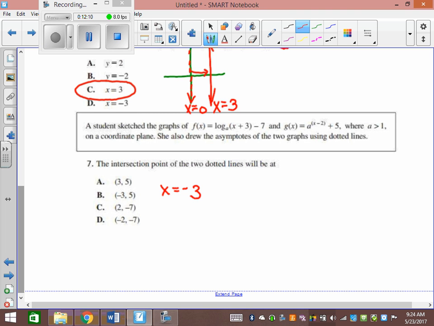This one has a horizontal asymptote at y equals 0 unless it's moved vertically. I moved vertically 5 up. So it was at 0, and it's now at 5. Just like that.